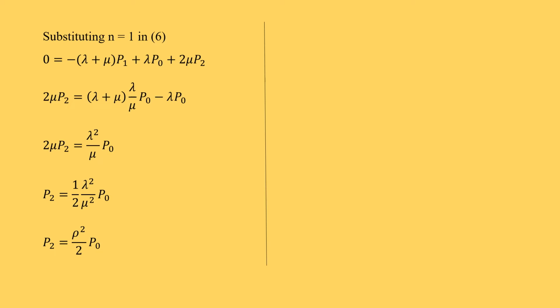Let us now see what happens when we substitute n is equal to 2 in equation 6. You can see that on the right hand side we have P2, P1 and P3. Let us keep the term with P3 on one side and the remaining terms to the other side.